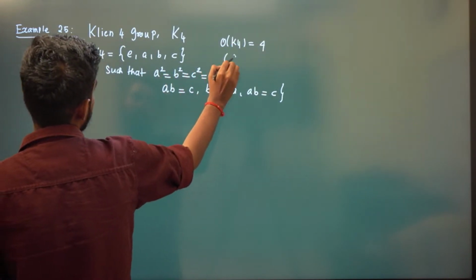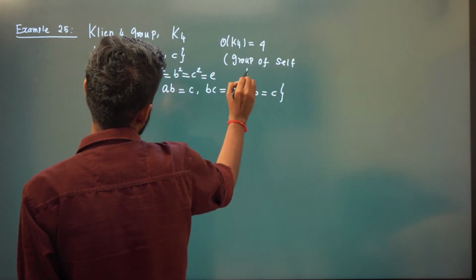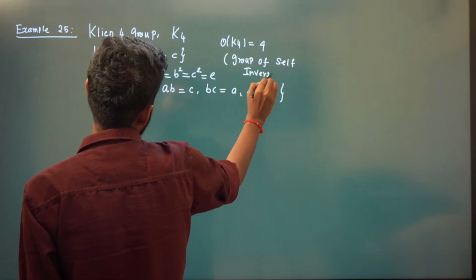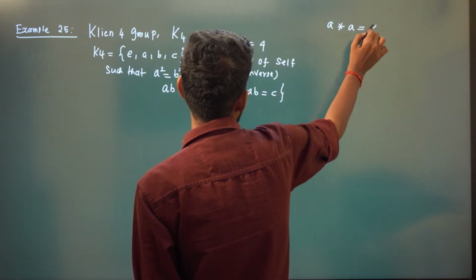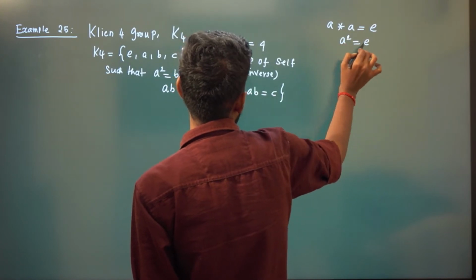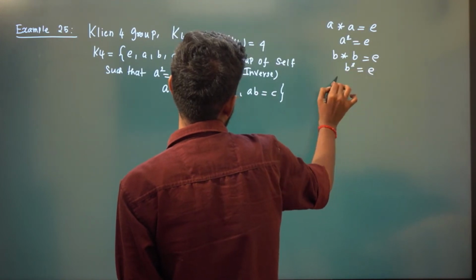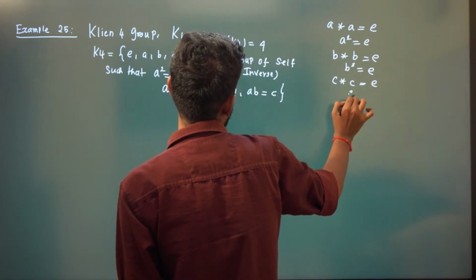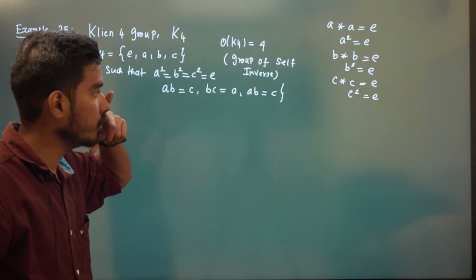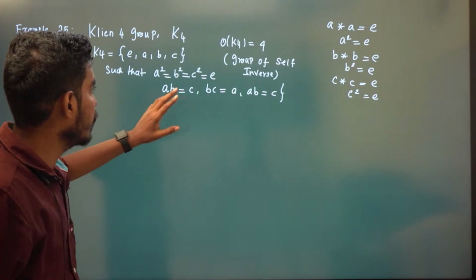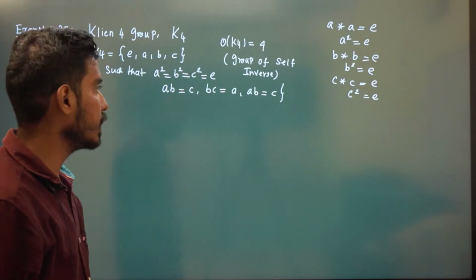A group of self-inverse elements. So every element is self-inverse. That is, the inverse for A is A. That means what? A square is E. Inverse for B is B again, that means B square is E. Inverse for C is C again, that means C square is E. That is what it means. Every element is self-inverse, a group of self-inverse elements. And if you want to multiply AB, the answer will be C. This is the binary operation that you need to choose.